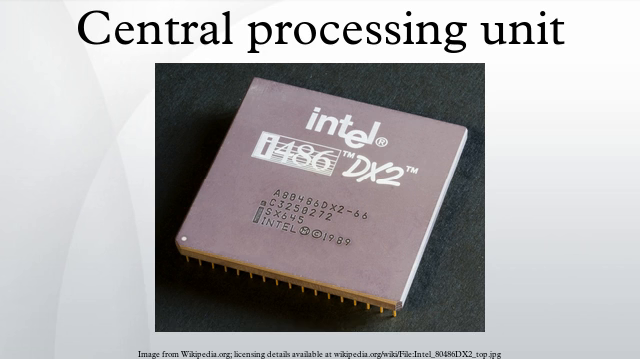During this period, a method of manufacturing many interconnected transistors in a compact space was developed. The integrated circuit allowed a large number of transistors to be manufactured on a single semiconductor-based die, or chip. At first only very basic non-specialized digital circuits such as NOR gates were miniaturized into ICs. CPUs based upon these building block ICs are generally referred to as small-scale integration devices. SSI ICs, such as the ones used in the Apollo guidance computer, usually contained up to a few score transistors.